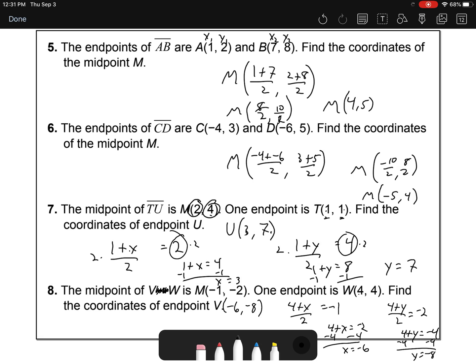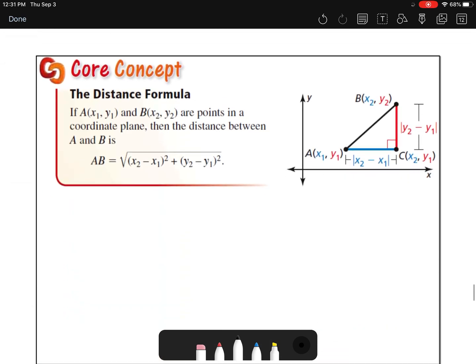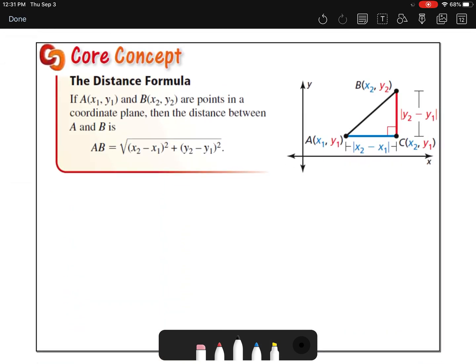So we're looking for VW, the midpoints. Okay, so negative 6 plus 4 is negative 2. Half of negative 2 is negative 1. Negative 8 plus 4 is negative 4. Half of negative 4 is negative 2. So that is correct. We did it right.